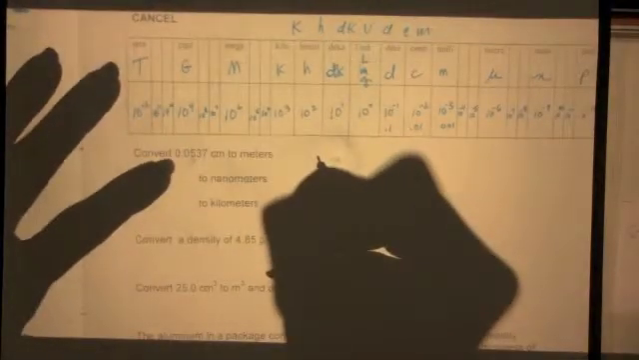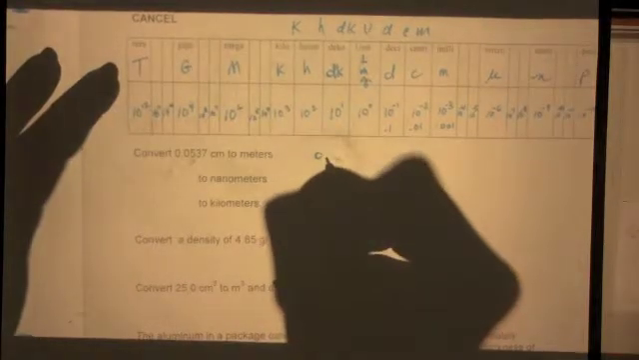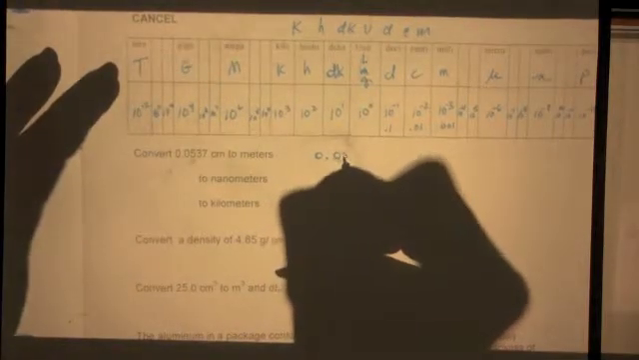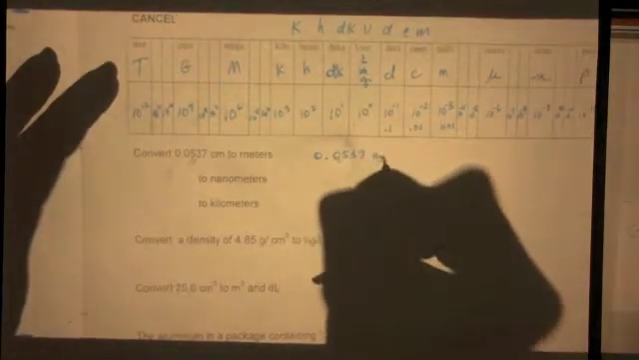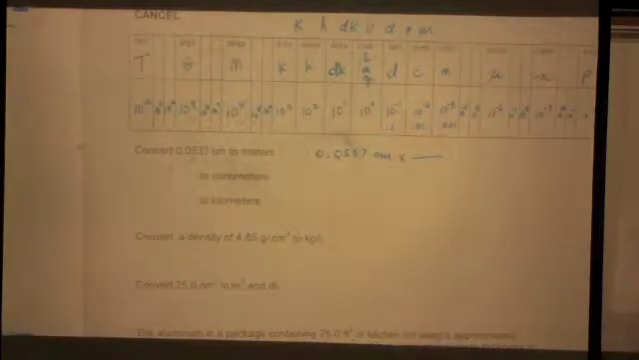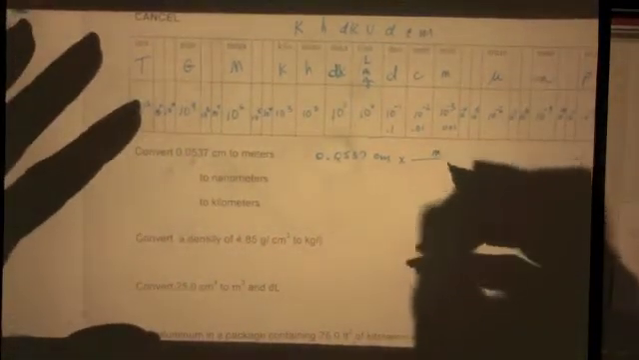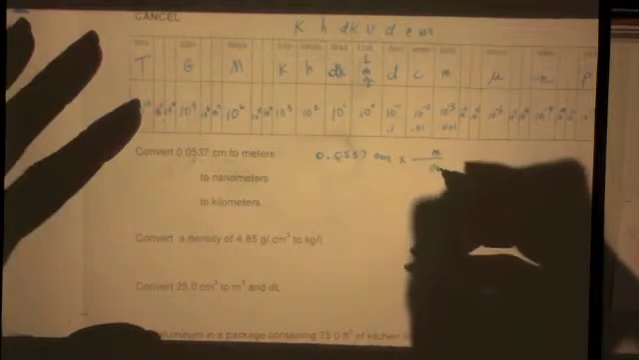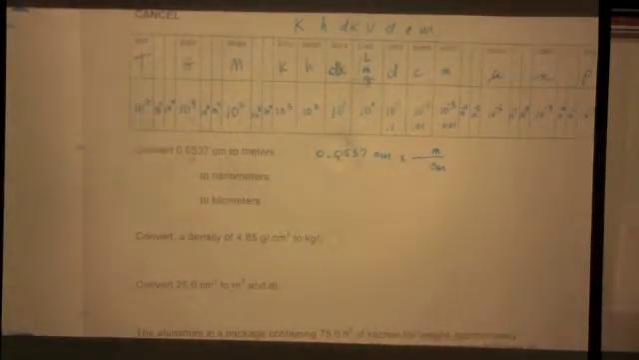We want to convert 0.0537 centimeters to meters. So I start with 0.0537 centimeters. Write down what you know you have, and then use the next step to do the conversion. Can we go directly from centimeters to meters? Yeah. All right. So we want to change to meters, and we want to get rid of centimeters. This is the dimensional analysis part.